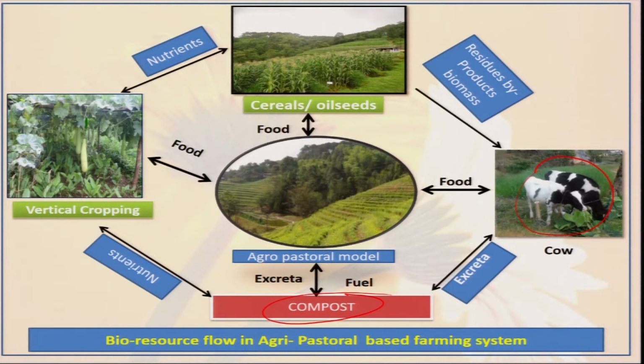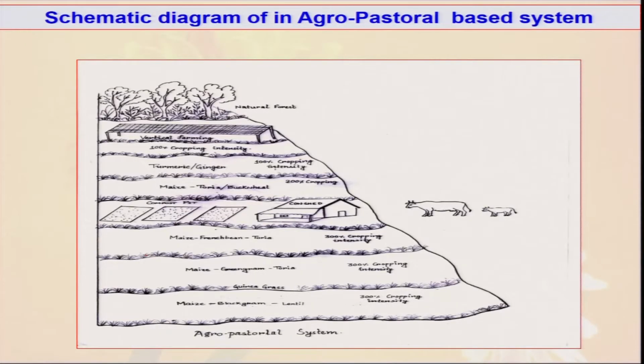Whenever we design a farming system model, we have to keep in mind how the different inputs or waste products should be interlinked with each other, so that our profit will be more and cost will be less. Similarly, this is another agro-pastoral based system, and we always try to promote natural forest on the hilltop, so that there will be very little soil erosion and water runoff.